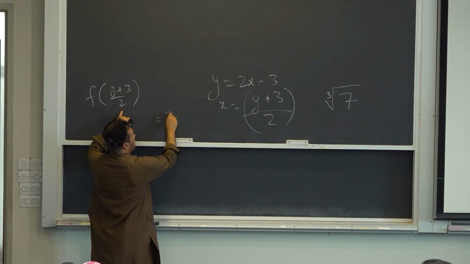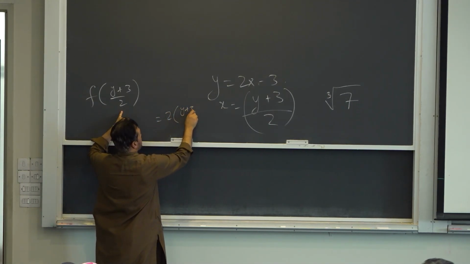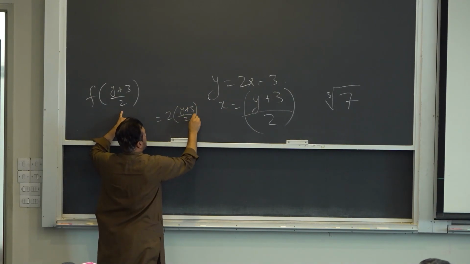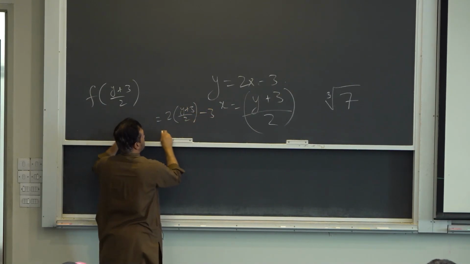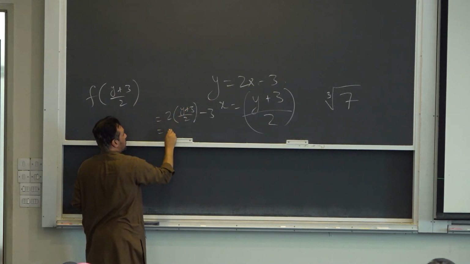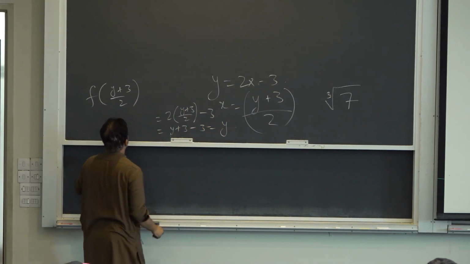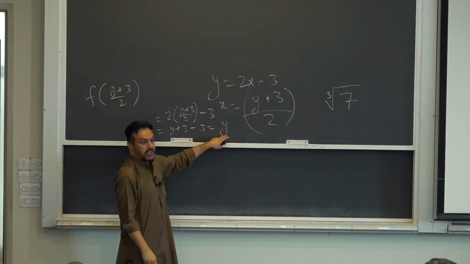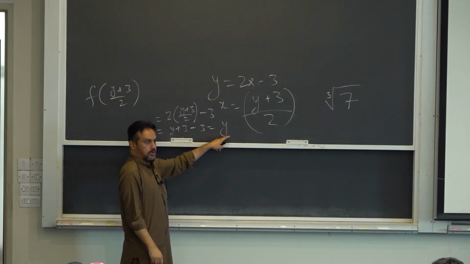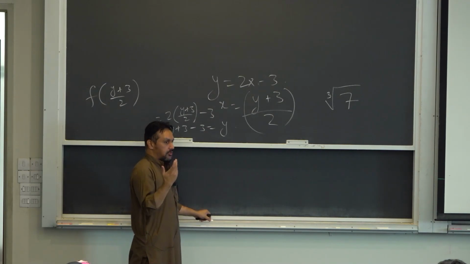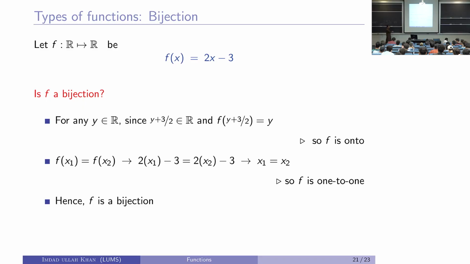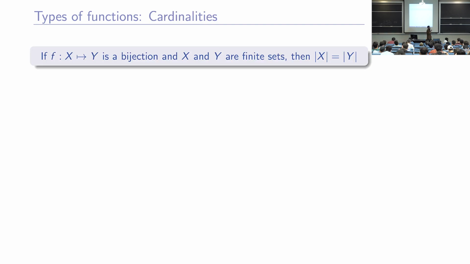It says multiply this by 2 and then minus 3. So what is this? y plus 3 minus 3, which is equal to y. So f of this thing will give me y. For this input, I get the output y, and that's true for any number y. So this function is onto and 1 to 1. Hence, this is a bijection.